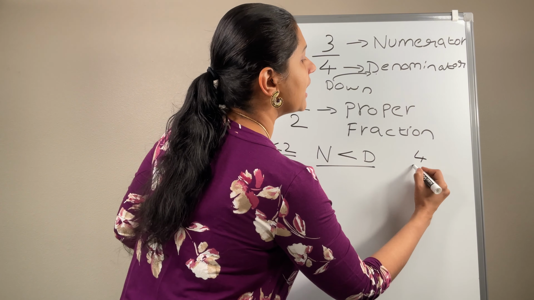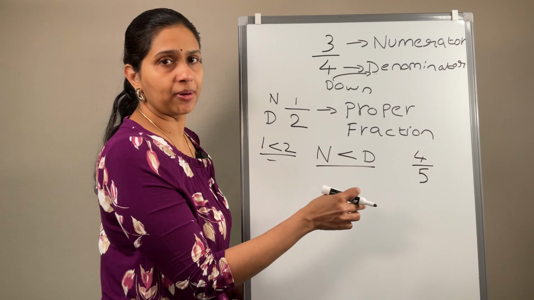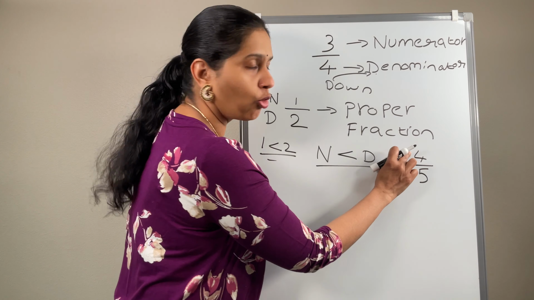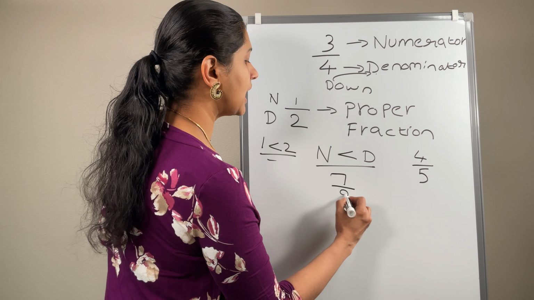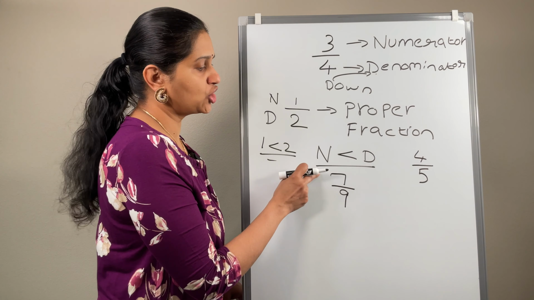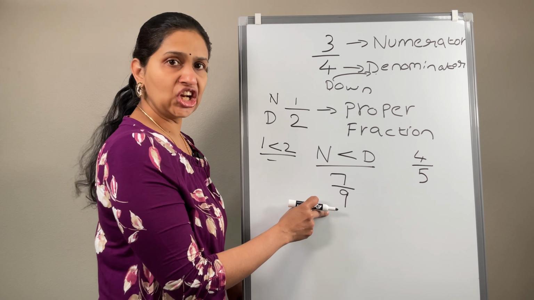Again 4 by 5. That is a proper fraction because the numerator 4 is less than 5. And then 7 by 9, this is a proper fraction. The numerator is less than the denominator.